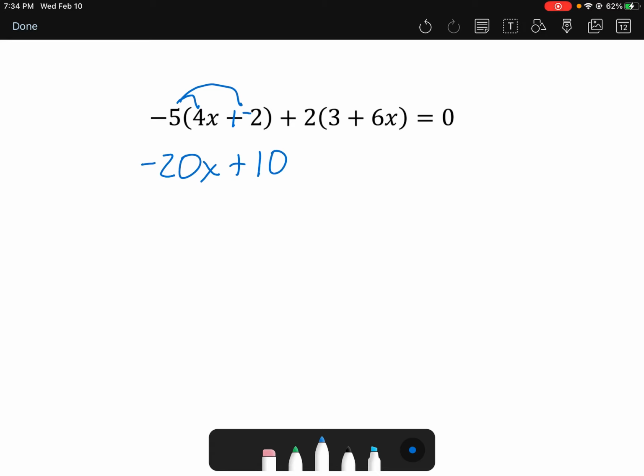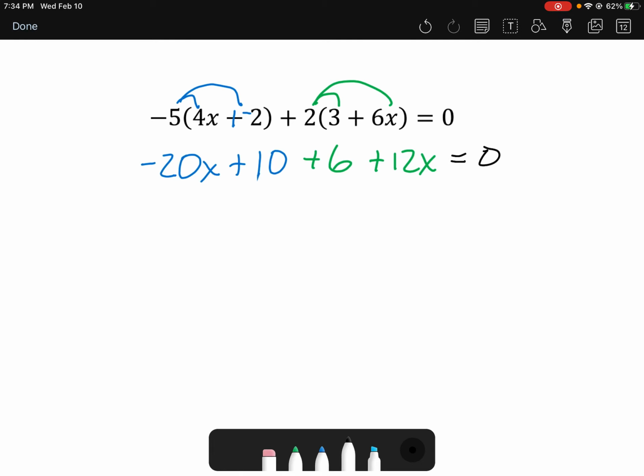Now, if you notice, I have a second set of parentheses, which means I now need to distribute the 2 to everything inside that. So I have 2 times 3, which is 6. 2 times 6x, which is 12x. And this is still equal to 0.